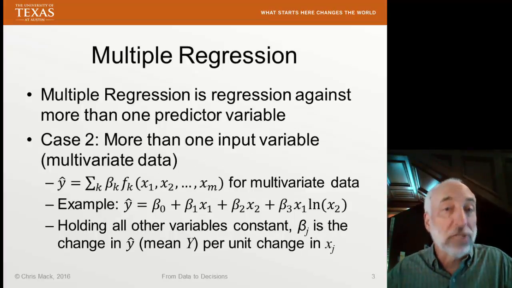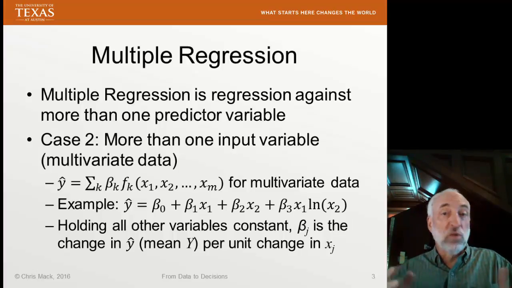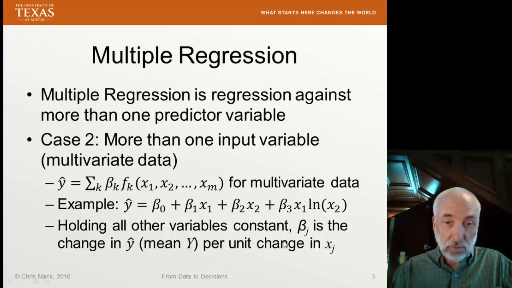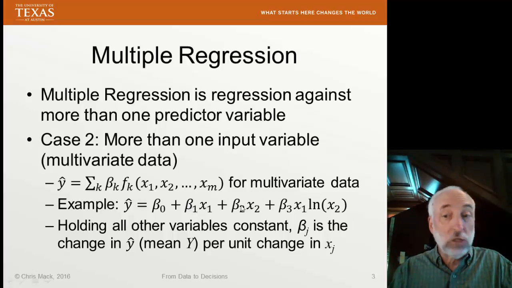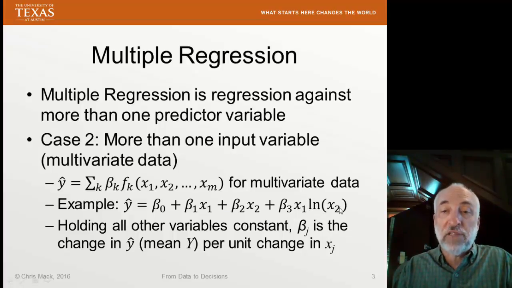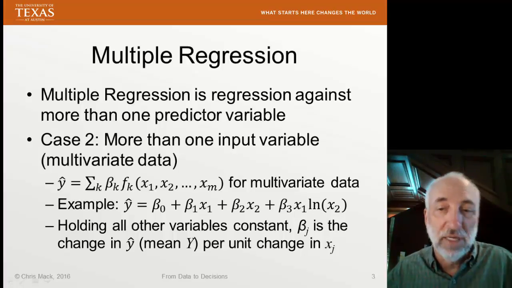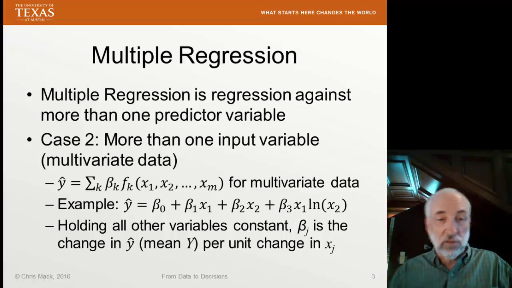But sometimes we have multivariate data. So this would be the second case. I have more than one input variable, and I want to include them. So in my example, I have two variables, x1 and x2. I could have a linear term in x1 and a linear term in x2. But I can also have more complicated terms that include both of them. So here I have a third term that is x1 times the log of x2. Who knows why that might be important in the model, but there it is.